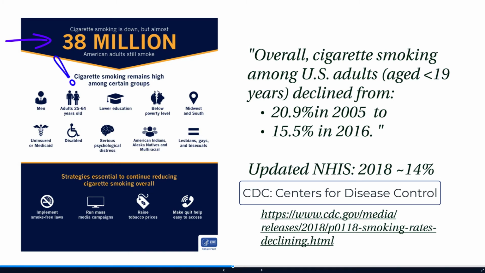Remember, we talked about targeting or identifying populations, and this is one of the ways that biostatistics can help with public health. So we know that men smoke more. We know that adults 25 to 64 smoke more. Those with lower education are more likely to smoke. Those below poverty level are more likely to smoke. Those in the Midwest and South, where tobacco is grown, are more likely to smoke.